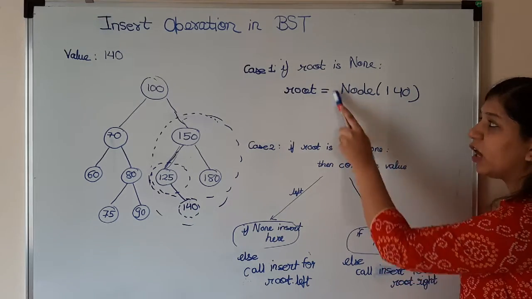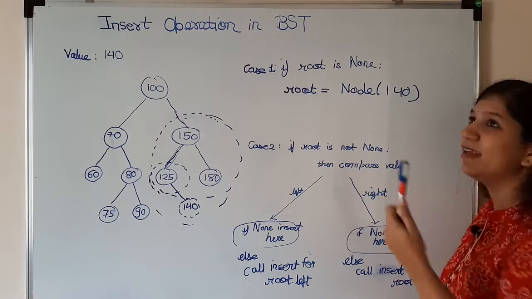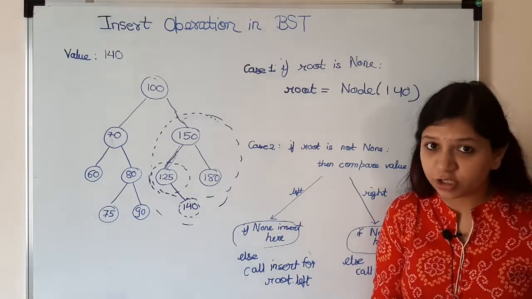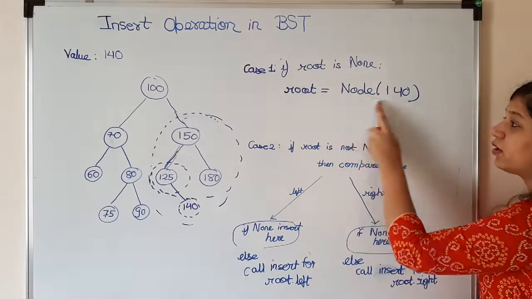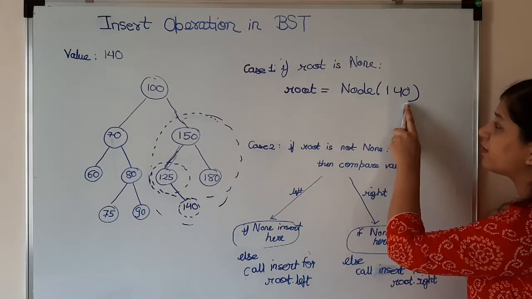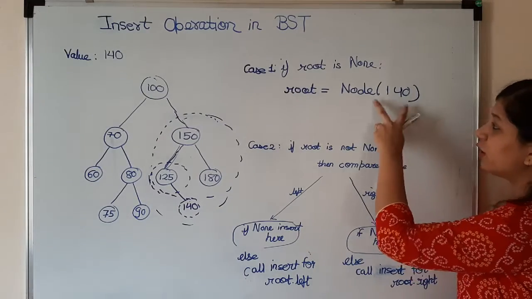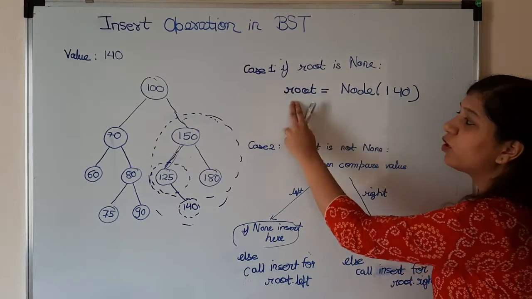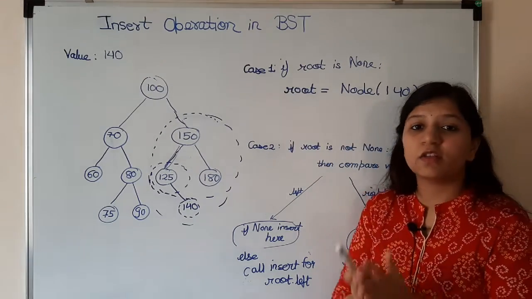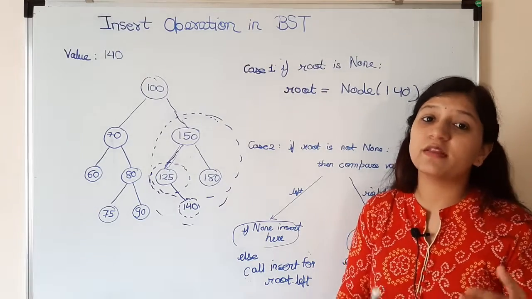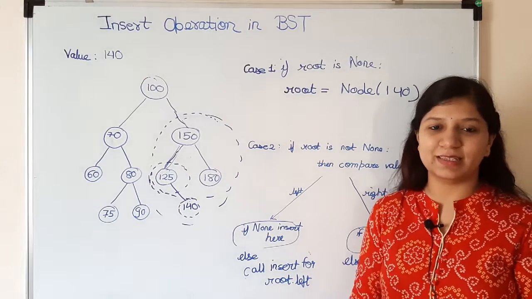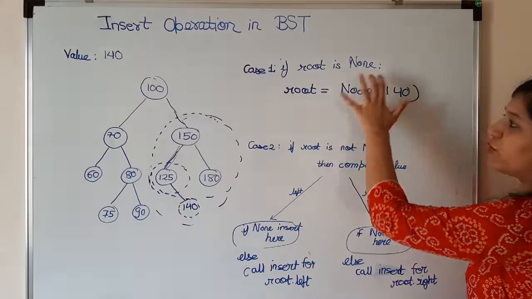If you don't understand how I am creating a new node, you can see the tutorial where I have given an introduction to trees. There I have created a class as node. So here I am calling the constructor of node class and passing the value as 140. So the reference of this new node will go in the root. Okay. So the new node that you have created, its reference you will have to keep in the root because that's the only element of your BST. So this is the case when root is none.